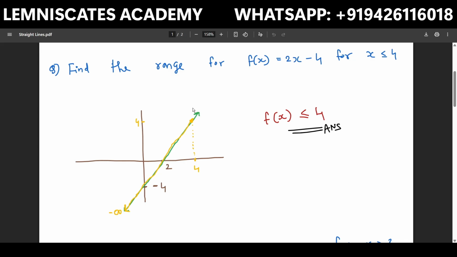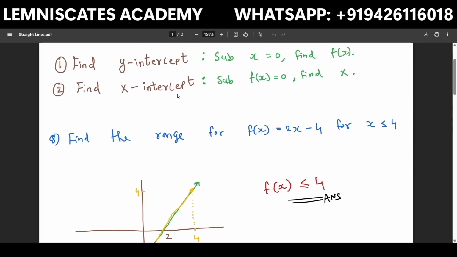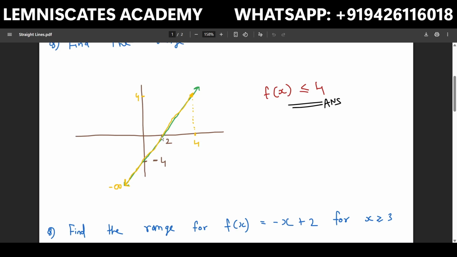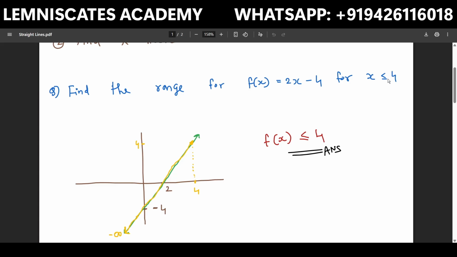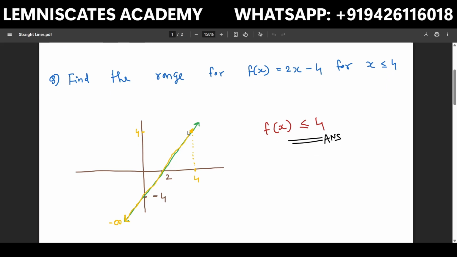In the last class, we talked about that if any kind of a straight line is given to you along with its domain, how easily utilizing its y-intercept and the x-intercept, you can connect them and draw a graph very quickly. And after that, based upon the domain, whatever is the domain, you highlight the region of interest and mark your minimum and maximum values. And based upon that, you write your final answer for the range.